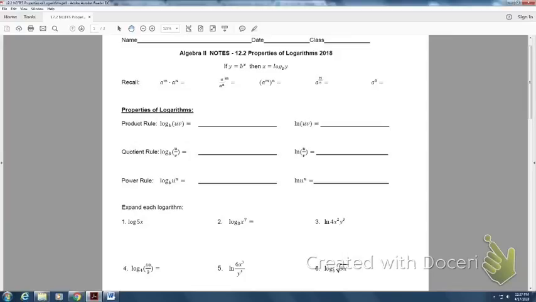Remember, looking at the top where it says recall, if you are multiplying like bases, which have the same base of a, then you can add your exponents. If you are dividing like bases, you can subtract those exponents. If you are raising a power to a power, a to the power of m, to the power of n, then you can multiply those, m times n up there.